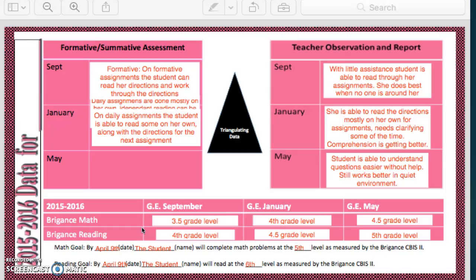This is a set of data for my student. This shows the information I found as well as their formative assessments. On the bottom it shows their Brigance results throughout the year and their goal for next year. And these boxes are what I found throughout the year. This shows where the student is and what they need to do to continually grow.